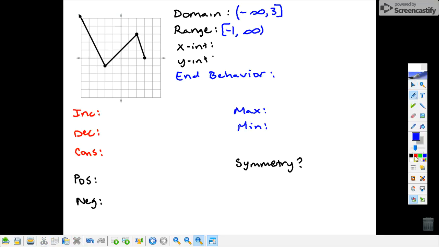X-intercepts, I need you to name them as coordinates, so I'm going to name these coordinates right here, wherever it crosses or touches the x-axis. There are 3 of them. Now, just guesstimate if it's not right on a value. So this is about (-2.5, 0). This one is (-1, 0). And then this last one is at (3, 0).